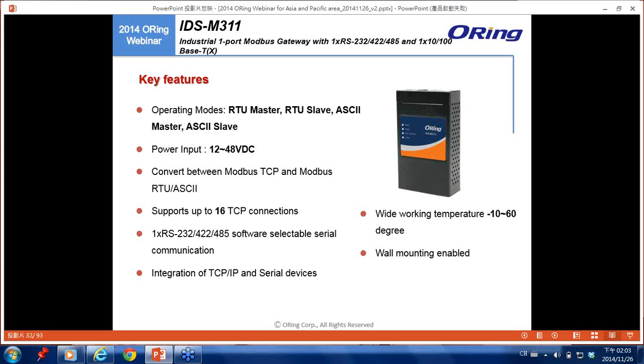For the Modbus gateway application, maybe some of you already know that before the PC sends the Modbus query or command, the PC needs to first establish a TCP connection with the Modbus gateway. For our Modbus gateway, the maximum number of TCP connections allowed is 16 for this model.